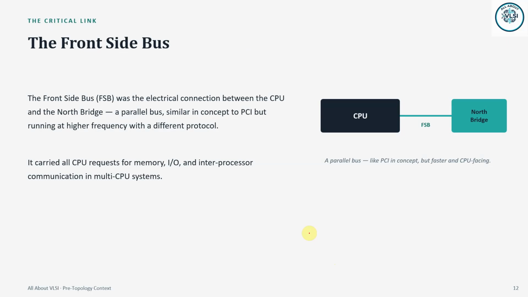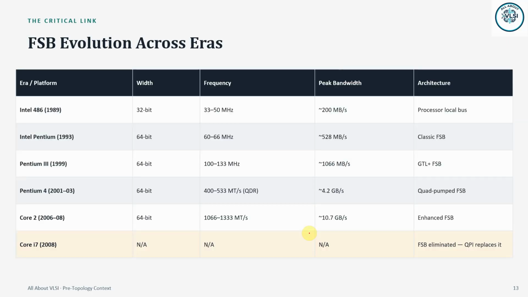As I told you previously, we are going to have a particular bus which is known as the front side bus, the electrical connection which was present between my CPU and the north bridge. And it is a parallel bus, it's not a serial bus. FSB was not a serial bus, it's a parallel bus, similar to the concept which we have discussed in PCI, but it runs at much higher frequencies. This FSB is going to carry a lot of CPU requests for memory, input output, and inter-processor communication in multi CPU systems. So this is the role of my FSB.